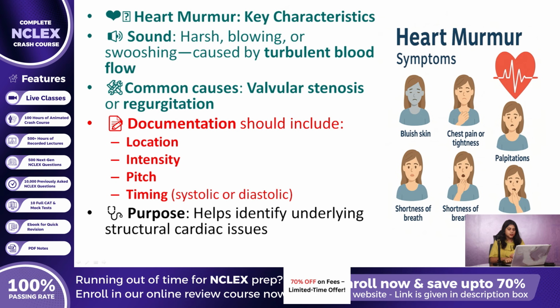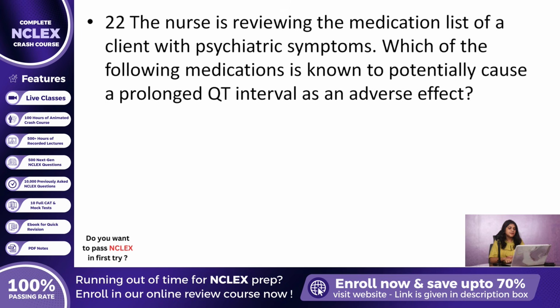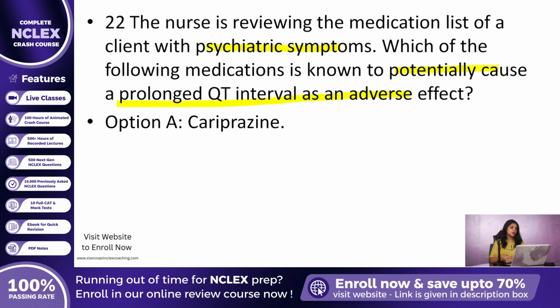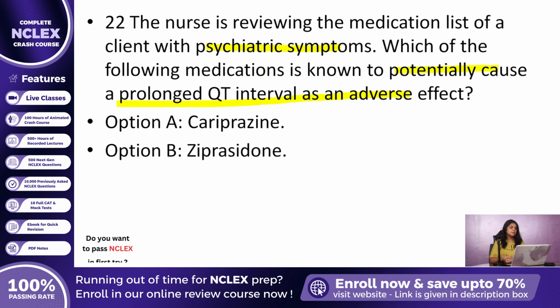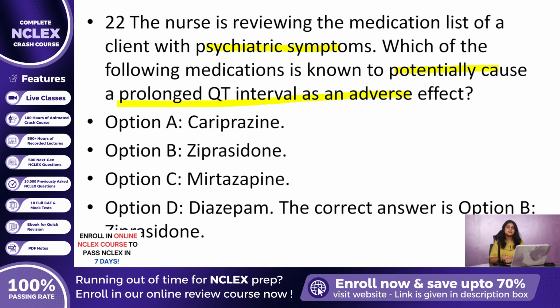Let us now proceed to question number 22, which focuses on psychiatric medications and cardiovascular safety. The nurse is reviewing the medication list of a client with psychiatric symptoms. Which of the following medications is known to potentially cause a prolonged QT interval as an adverse effect? Here are the options. Option A, cariprazine. Option B, ziprasidone. Option C, mirtazapine. Option D, diazepam. The correct answer is option B, ziprasidone.